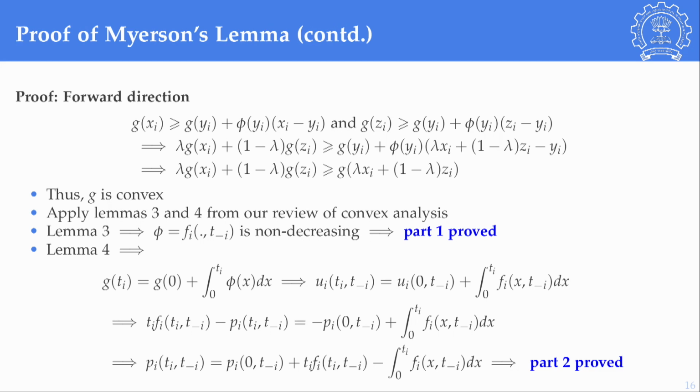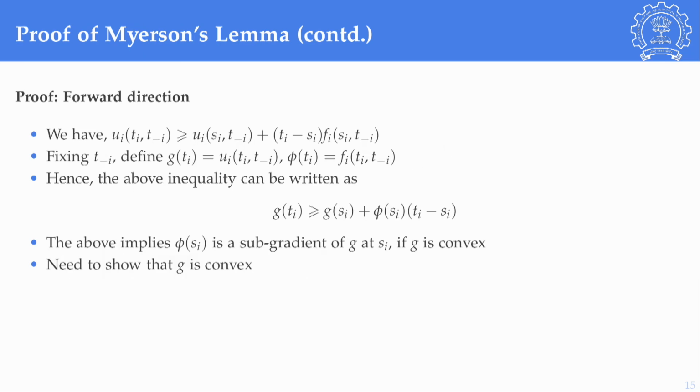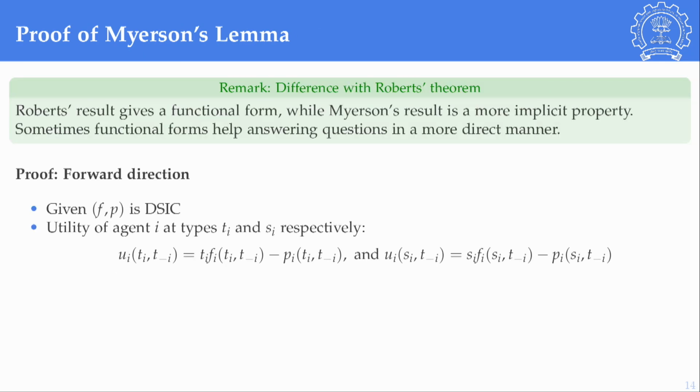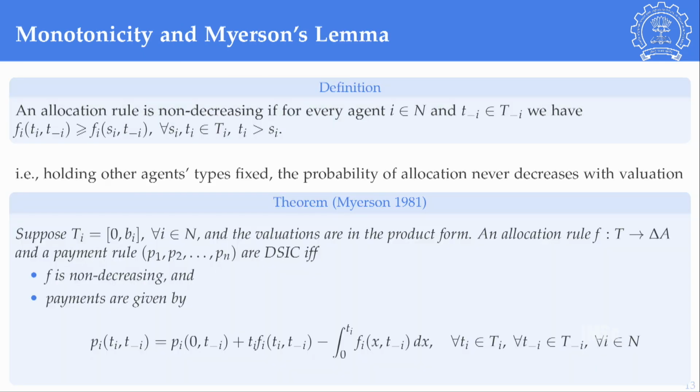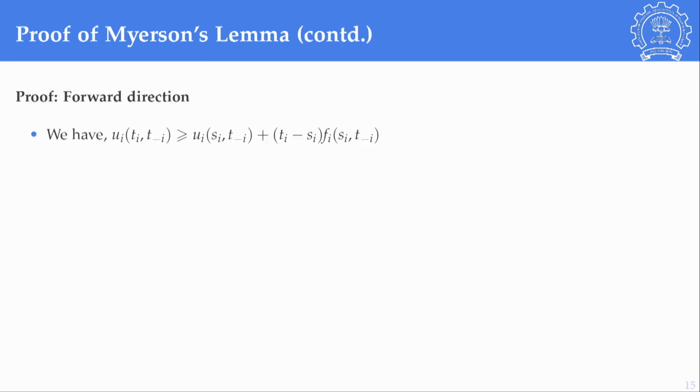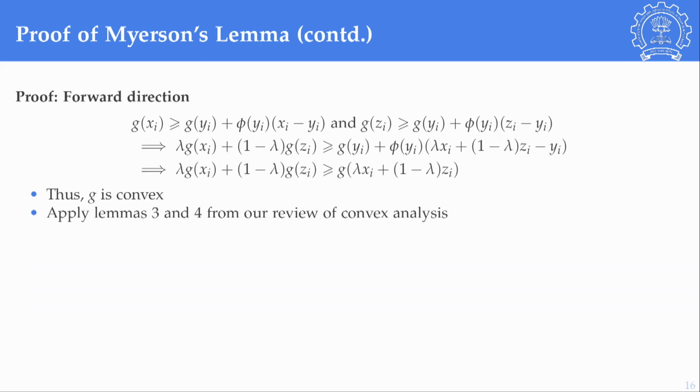Okay. So let me just go back to the statement of the result. We have shown that if it is DSIC, using only the properties of DSIC, we have shown these two properties, right. Now we will have to show the other way around, because this is if and only if. And I like this part of the proof because it is entirely by pictures.